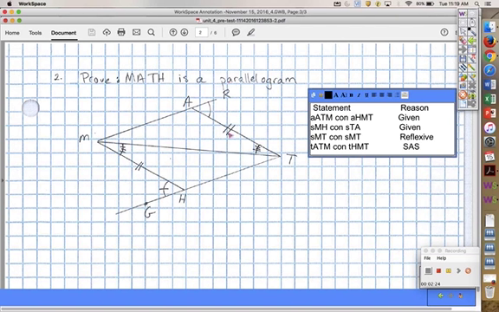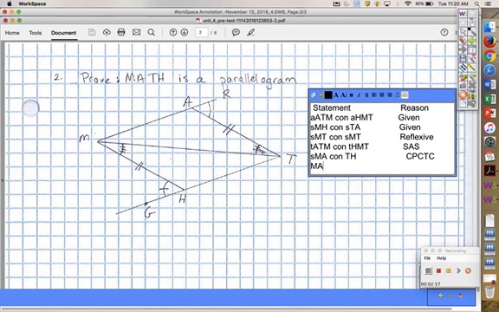And now I can say side MA is congruent to side TH. And what are those favorite letters? CPCTC. There you go. Now that I know these sides are congruent and these sides are congruent, I can say that MATH is a parallelogram. There's an A in there. And the reason is definition of parallelogram. There you go.